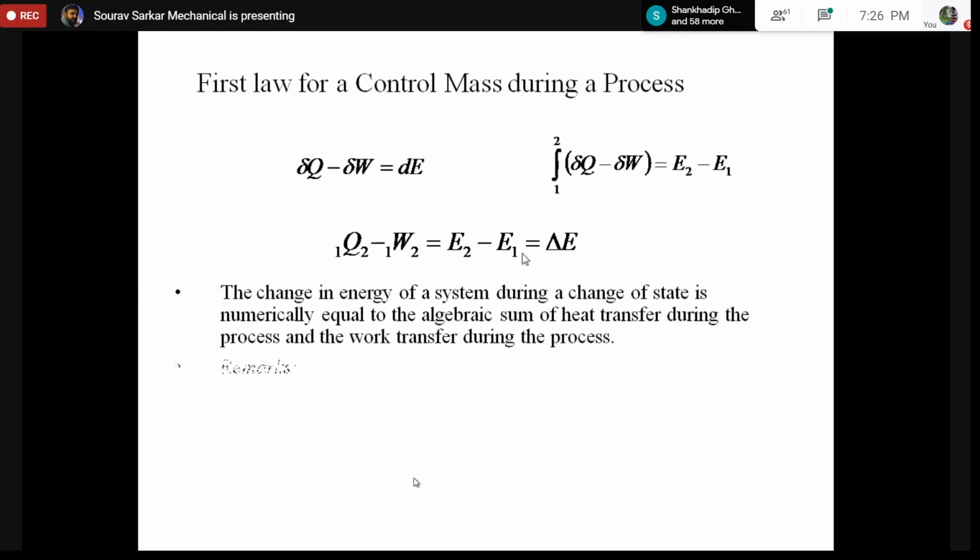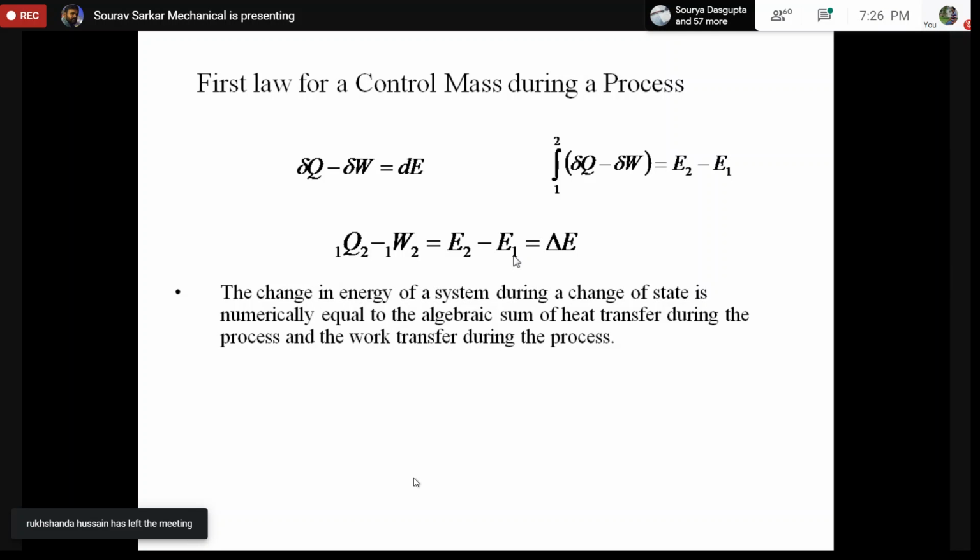So what is the physical significance of this? Physical significance is that if you change the side, you can write that Q12 is equal to delta E plus W12. I am repeating, you can write that Q12 is equal to delta E plus W12. This is also a form of first law.